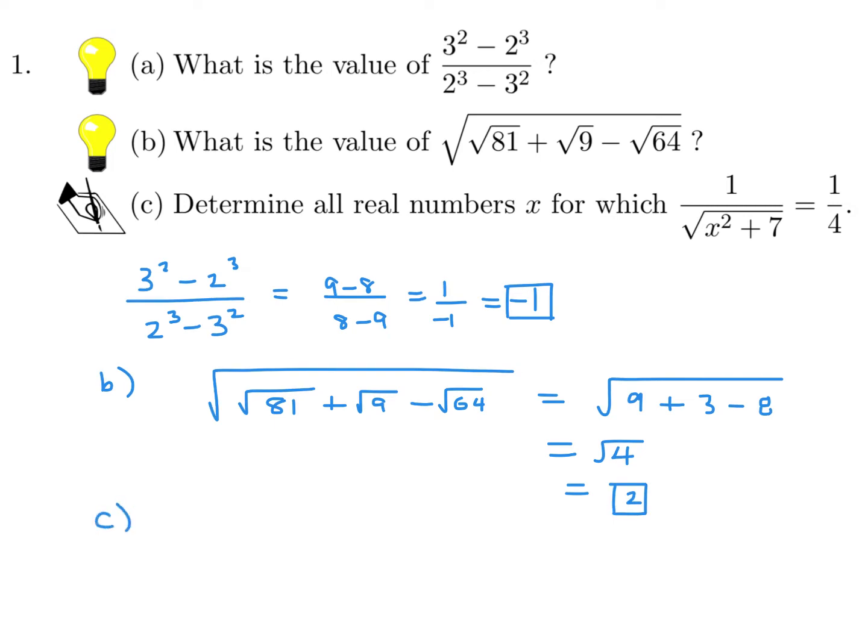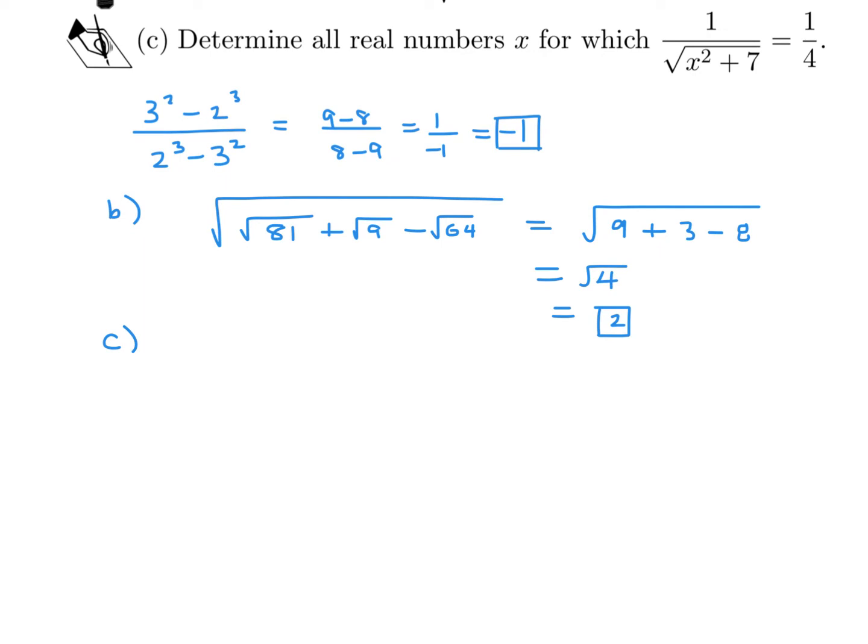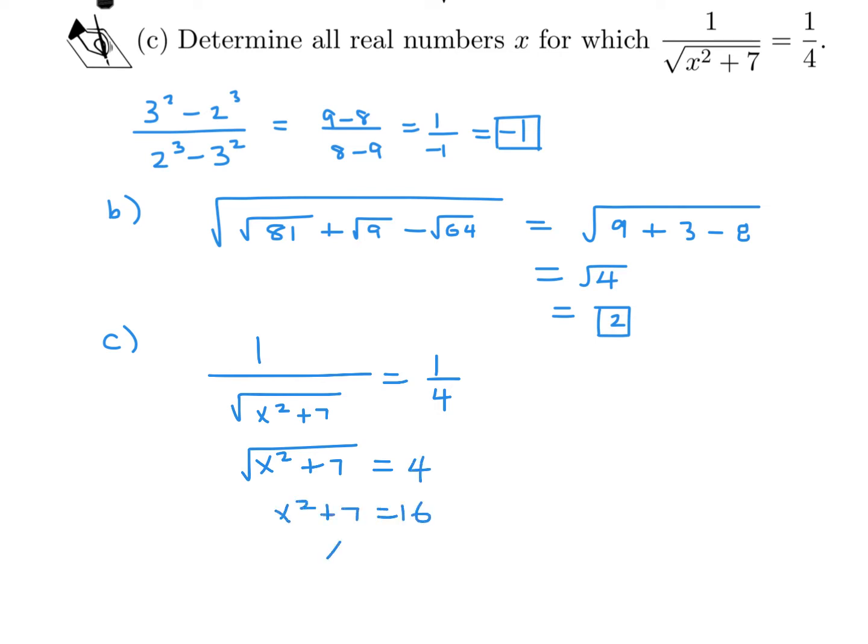Part C. Determine all real numbers for which that expression holds true. So we've got 1 over the square root of x squared plus 7 is equal to 1 over 4. So that means the denominators are the same since the numerators are the same. So that means the square root of x squared plus 7 is 4. Square both sides and we get x squared plus 7 is equal to 16. Therefore x squared is equal to 9. And if you take the square root of both sides, you will get x is equal to plus or minus 3.